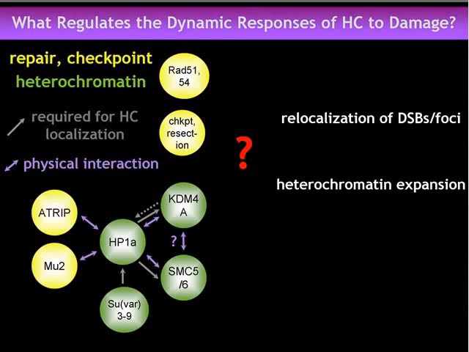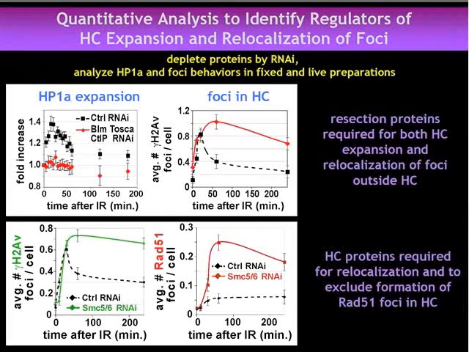There's also a summary of what we've learned about who's required for heterochromatin localization. For example, HP1A is required to recruit the SMC56 complex to heterochromatin, and what proteins physically interact by co-IP or mass spec analysis. And so the question is, which of these proteins affect relocalization and which of these proteins affect heterochromatin expansion? And basically, we've used quantitative analyses.